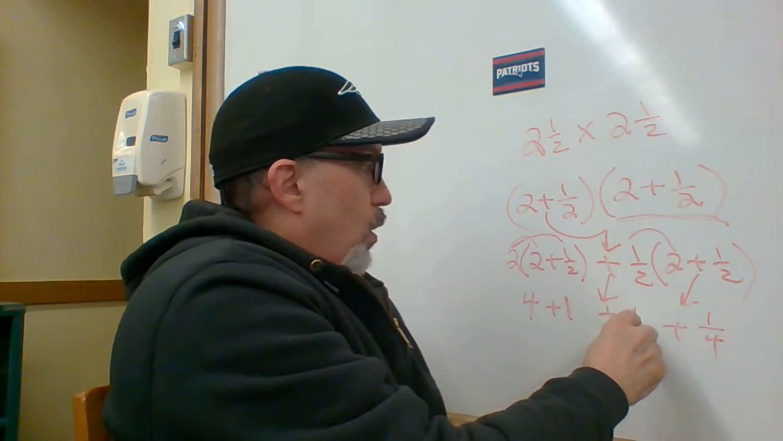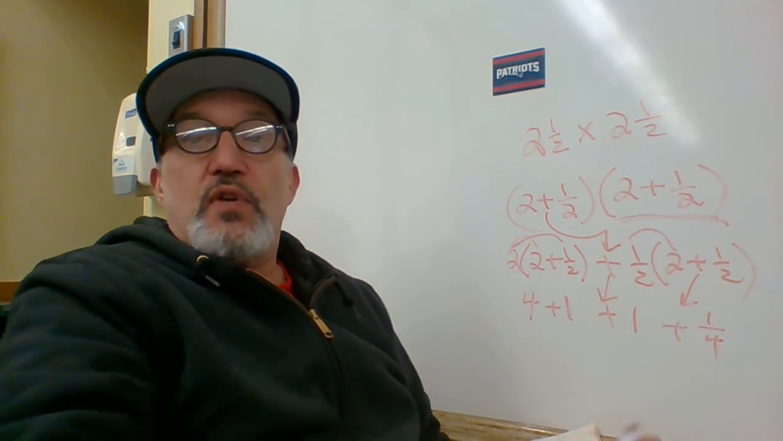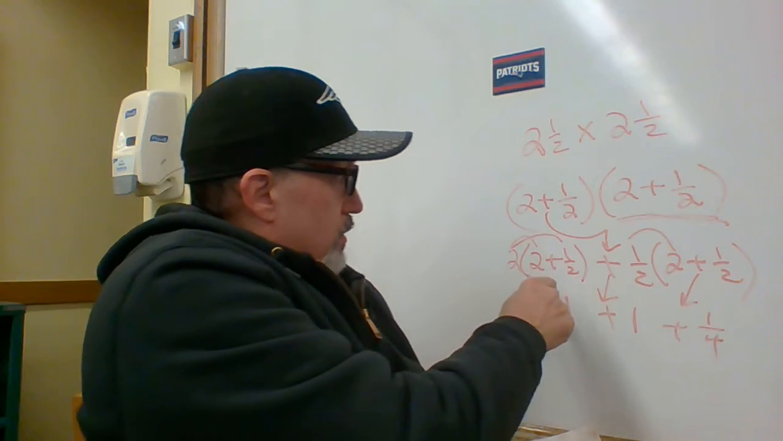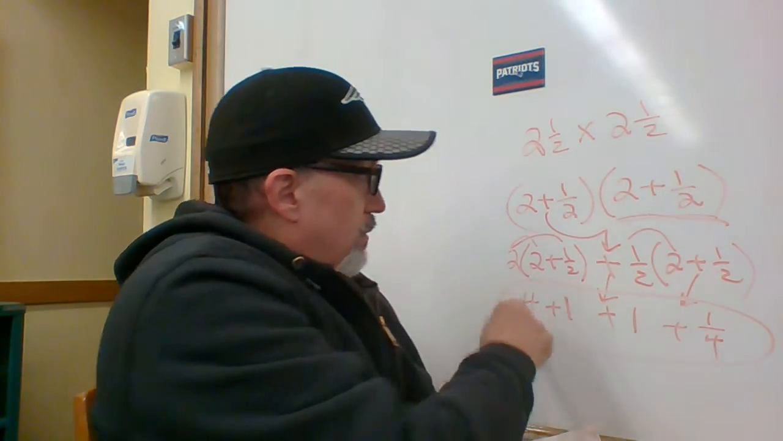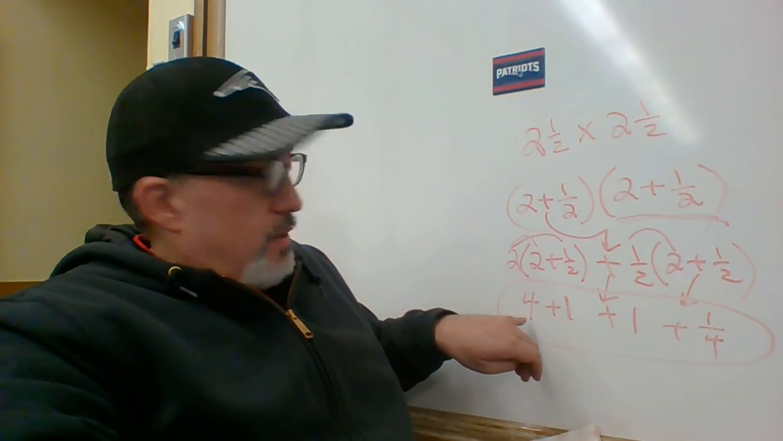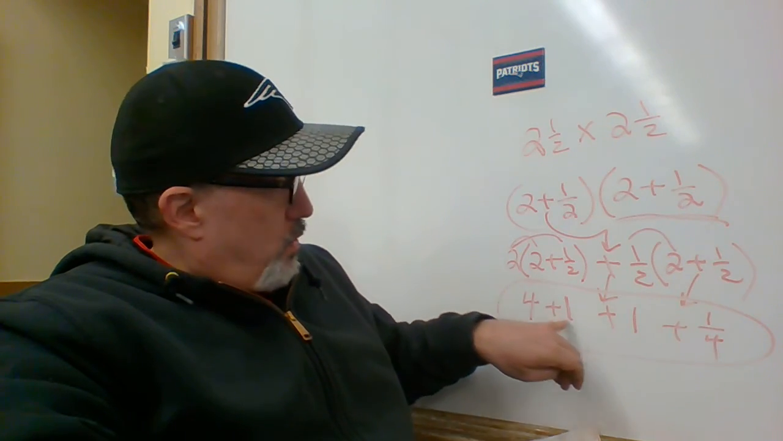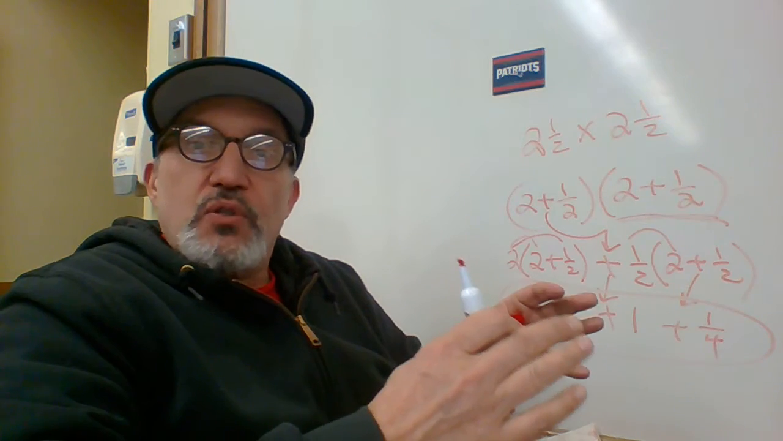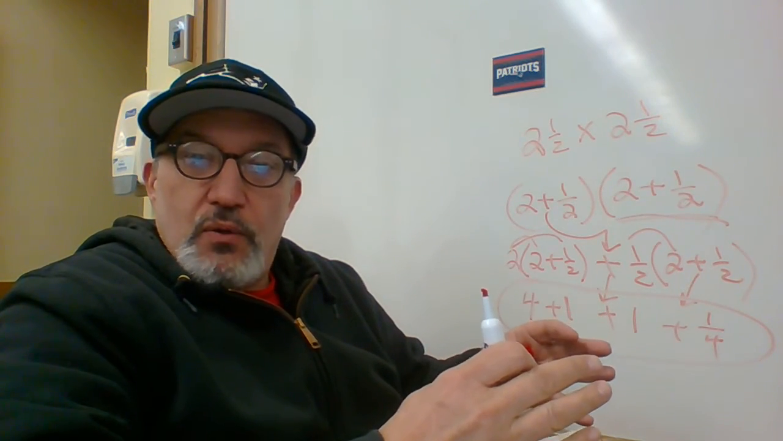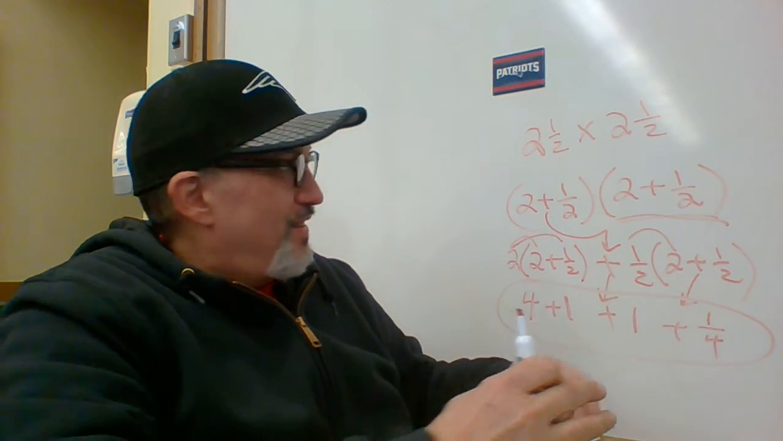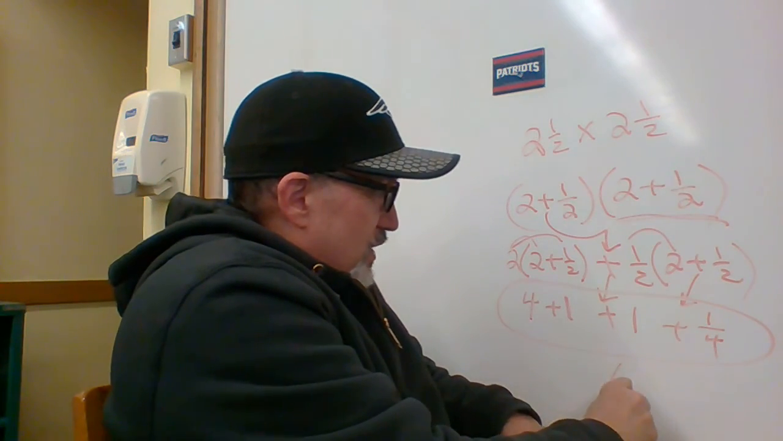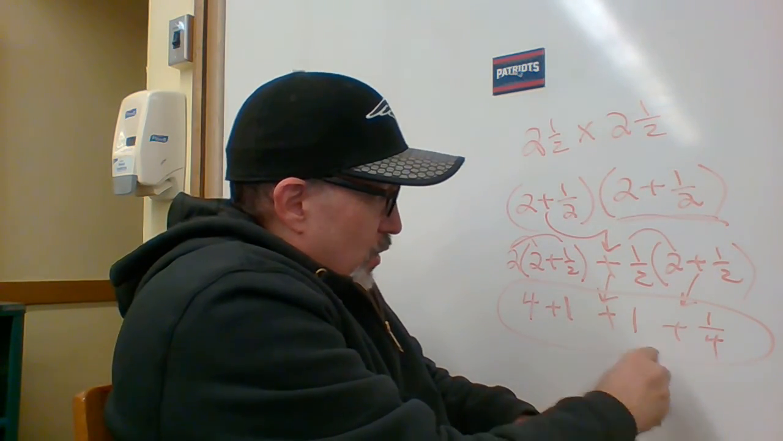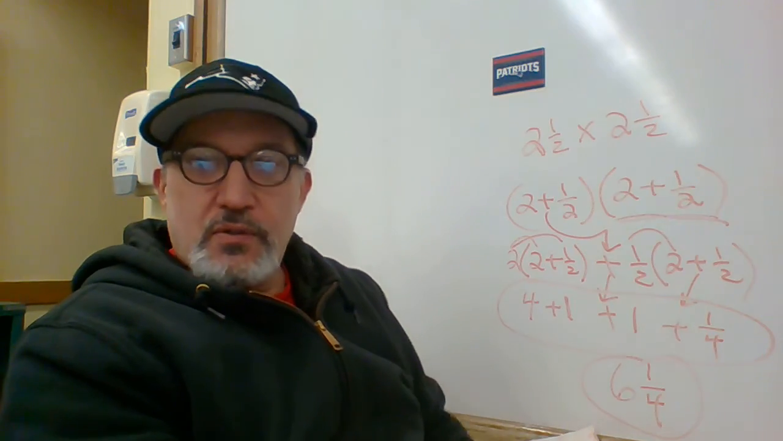And hopefully you've watched these 3 videos in a row, and you go back to the first one, and you'll notice that the 4 here, the 1, the 1, and the 1/4 are the 4 regions of that big square that we built in the first video. So we've come full circle. 2.5 times 2.5 is indeed still and always 6 1/4.